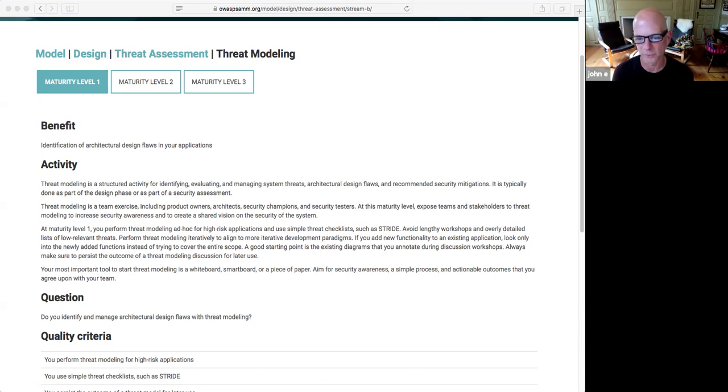That'll be, if you're using Adam Shostack's model, like what are we building? What can go wrong? What are we going to do about it? Having more people involved in that discussion early on is going to give you some really great feedback into the threats that are in your design.